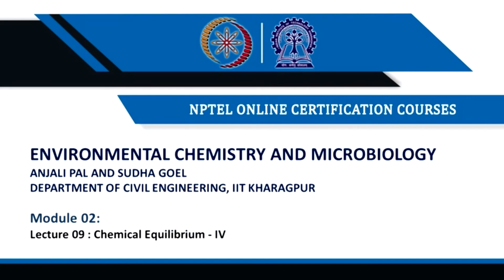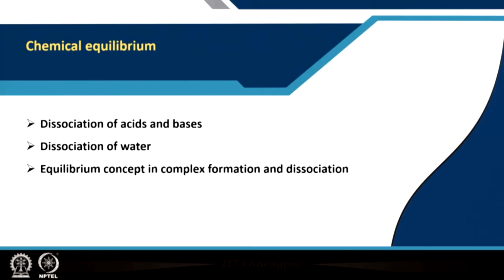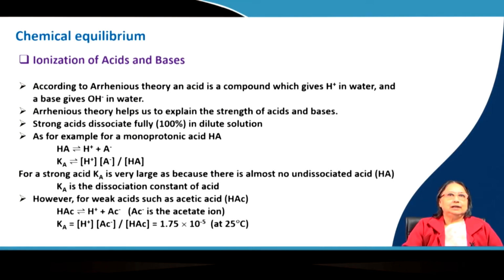The topics covered in this lecture will be dissociation of acids and bases, dissociation of water, and the equilibrium concept in complex formation and dissociation. Ionization of acids and bases we have already seen in the acid base chapter. According to Arrhenius theory, an acid is a compound which gives H plus ion in water, and a base gives OH minus ion in water. So, Arrhenius theory helps us to explain the strength of acids and bases.